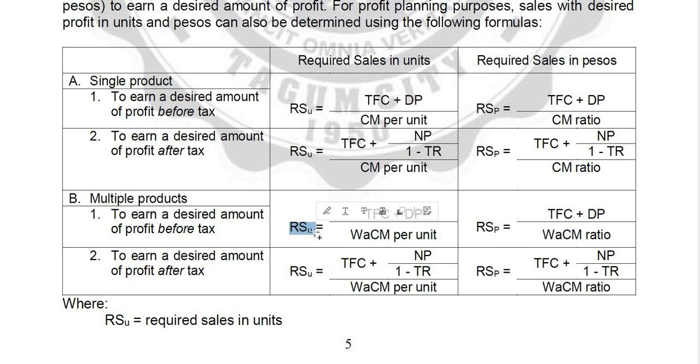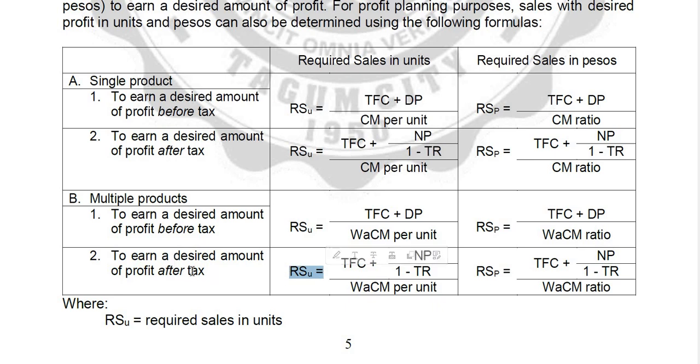So, if you want the individual per product, again, simply, whatever is computed here, you simply multiply that with the sales mix of each product. And then, makakompute mo na yung required sales in units per product. So, if you multiply that with the respective selling prices, then makakompute mo yung required sales in peso per product. So, yan.